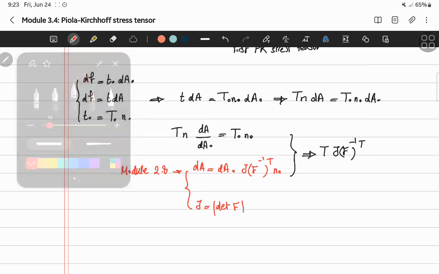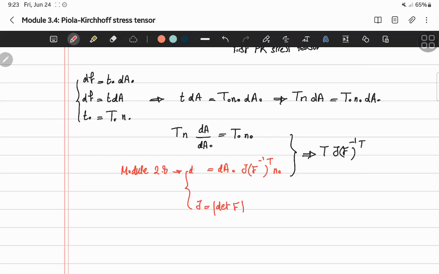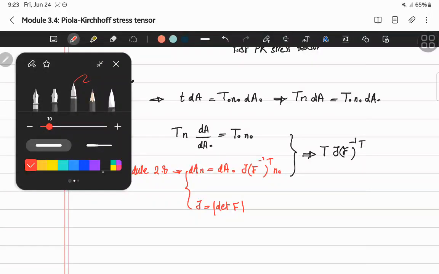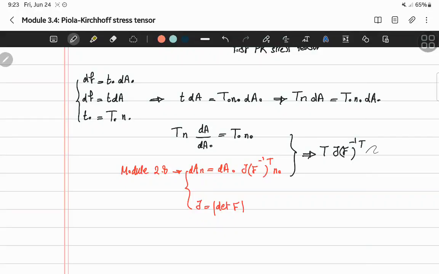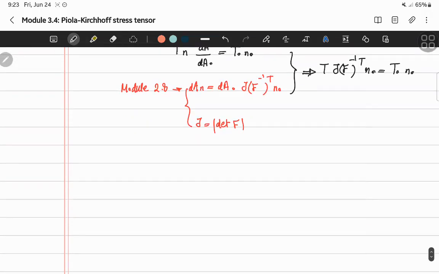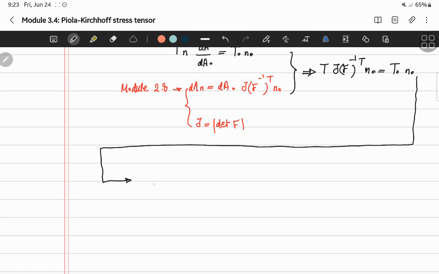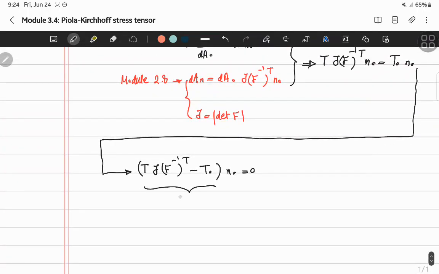And I guess that I missed something in here. This is dA n. So T J Jacobian F inverse T N0 is equal to T0 N0. So if I take everything to one side, so if I move here, I'm gonna have T Jacobian F inverse transpose minus T0 N0 is equal to 0. So this is going to be 0.